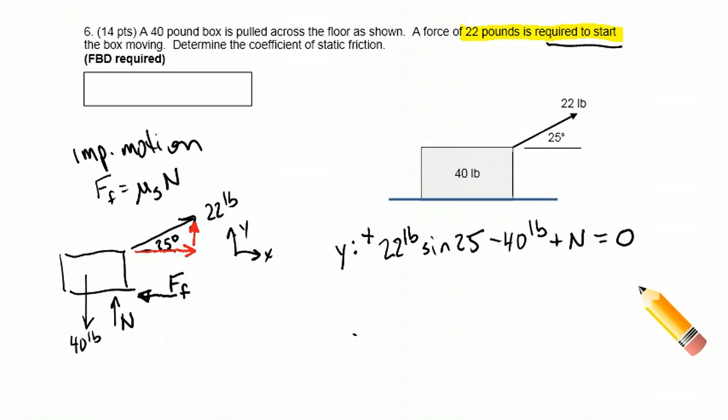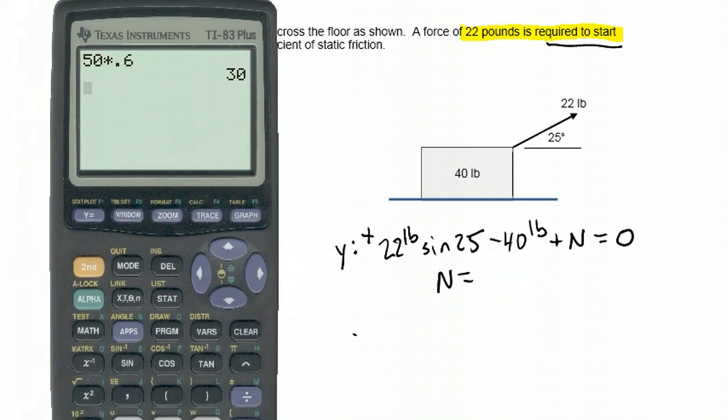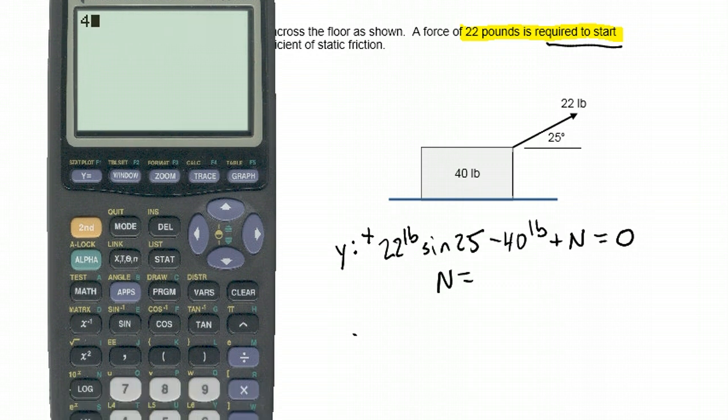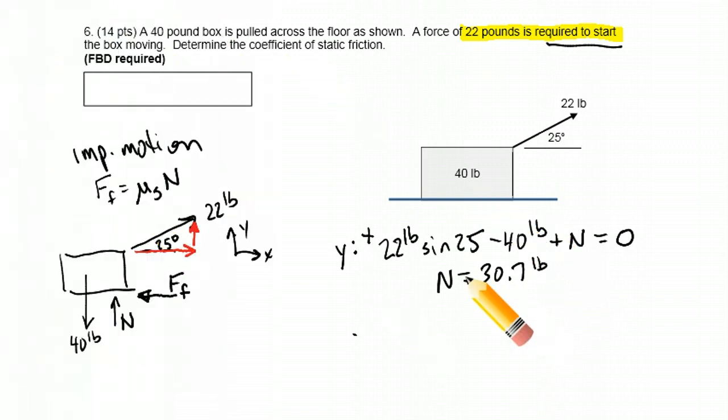Okay, we're at impending motion. So we can solve this for N. Let's see, looks like it's going to be 40 minus 22 sine 25, 30.7. So again, N is not the weight. It's less than the weight because of this vertical component of the pulling force.